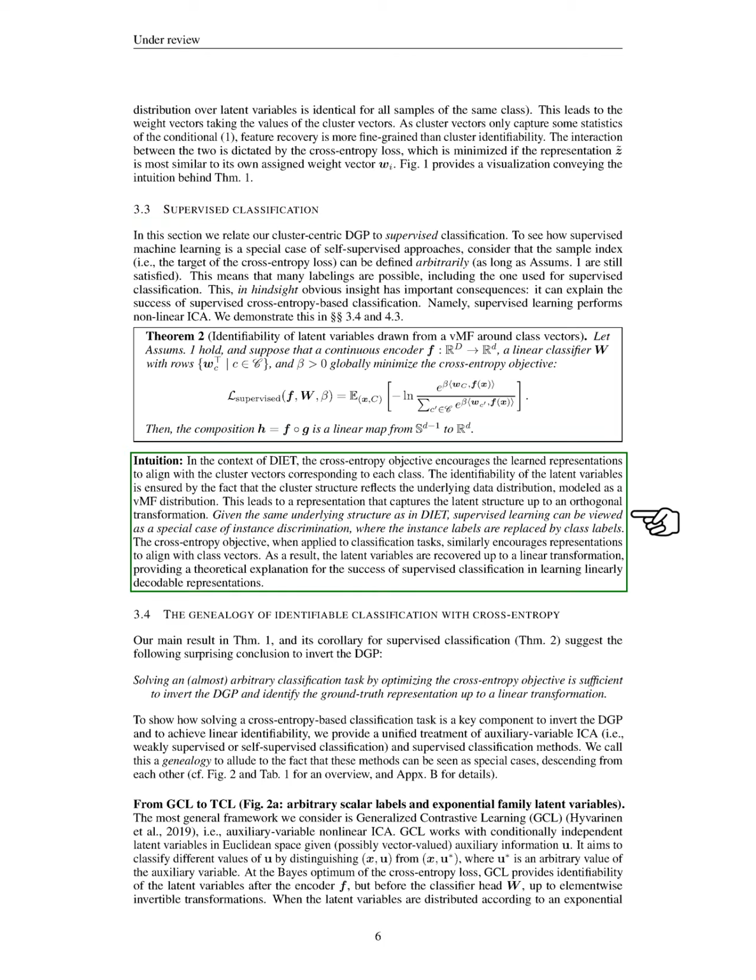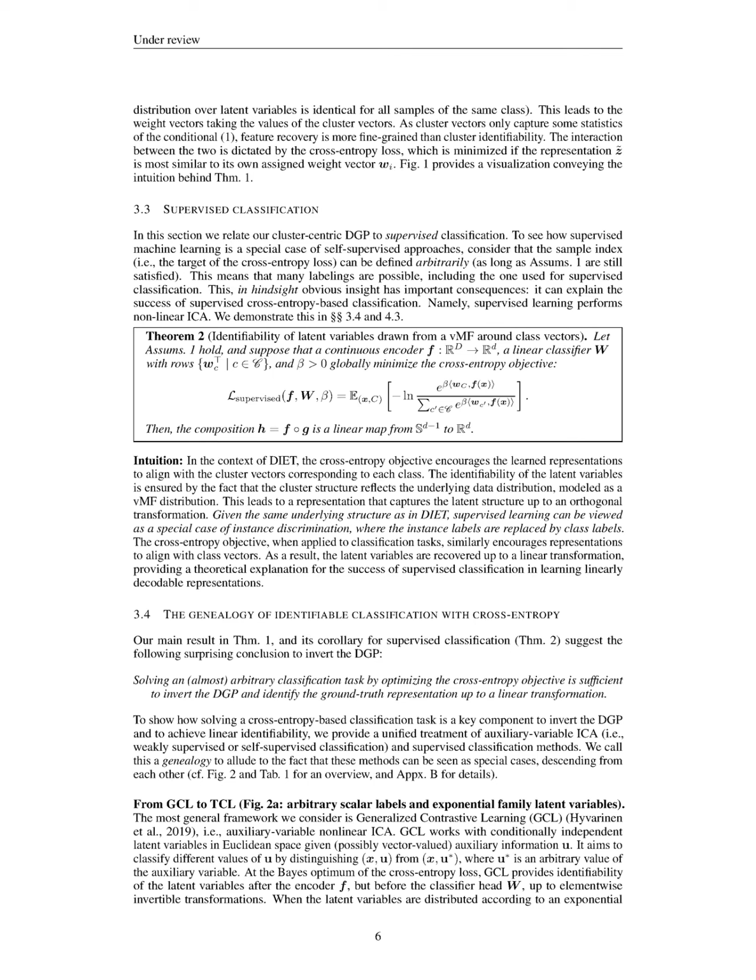In the context of DIET, the cross-entropy objective encourages learned representations to align with the cluster vectors for each class. The identifiability of latent variables is supported by the cluster structure reflecting the underlying data distribution modeled as a vMF distribution. This results in a representation that captures the latent structure up to an orthogonal transformation. Thus, supervised learning can be viewed as a special case of instance discrimination, where instance labels are replaced with class labels, leading to a theoretical understanding of the success of supervised classification in learning linearly decodable representations.